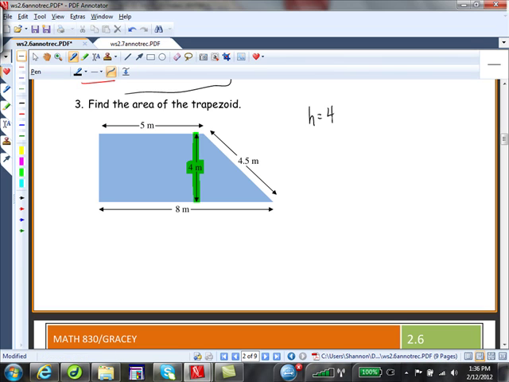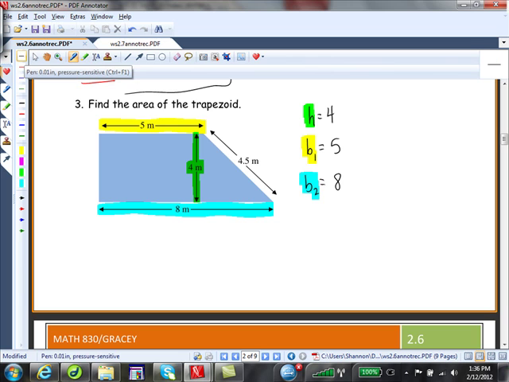And then, what are our bases? What would our first base be? Good. Our first base would be the 5. So this was our height. Our first base is this 5-meter measure. And then our second base is going to be the 8 meters. And we'll do the units at the end. So base 2 is 8 meters.